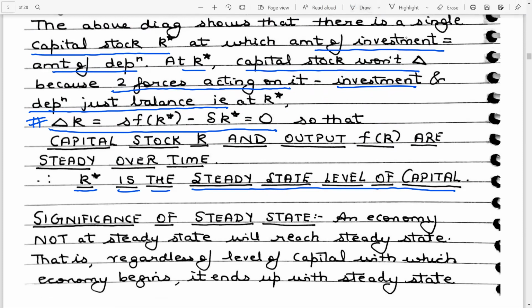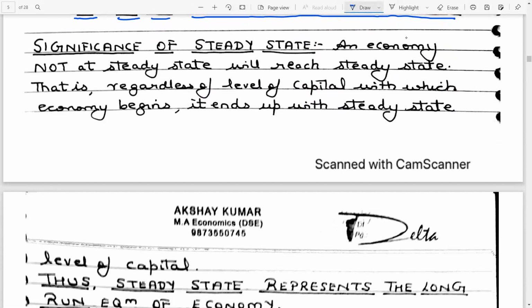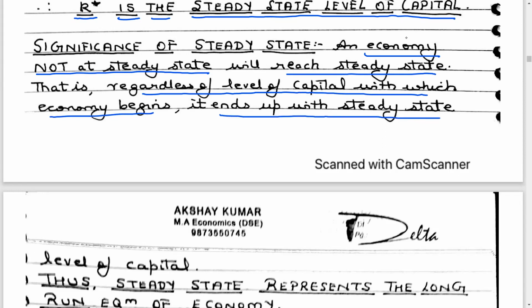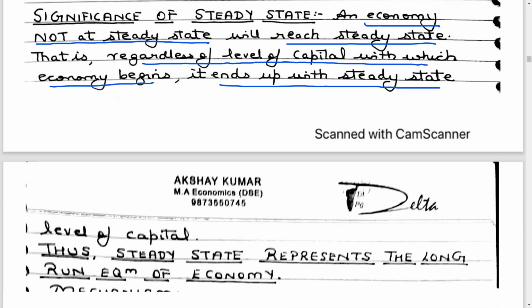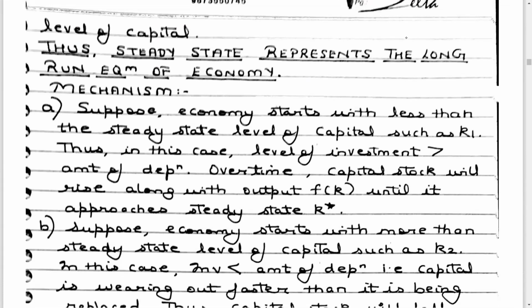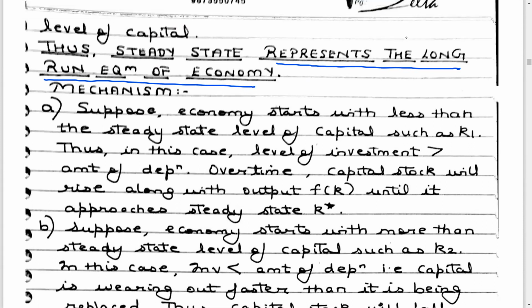Okay, so let's quickly look at the significance of steady state. You can clearly see from the explanation which I had given before as well, an economy which is not at the steady state will automatically reach the steady state. So regardless of the level of capital with which the economy begins, it will always end up at the steady state. So guys, we can say that the steady state represents the long run equilibrium of the economy. Once the economy reaches the steady state, it will not deviate from there.